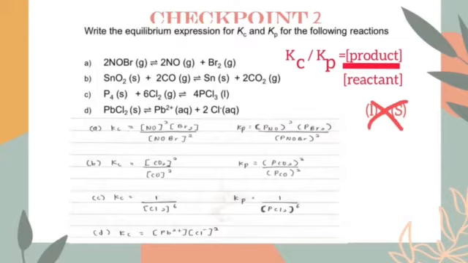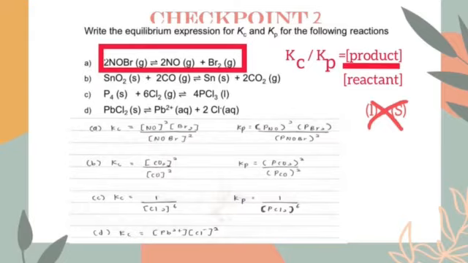So look at A. 2NO gas produces 2NO gas plus Br2 gas. So there is no liquid or solid, we just need to insert the products and the reactants into the formula. Same with Kp, we just have to change the concentration to partial pressure.